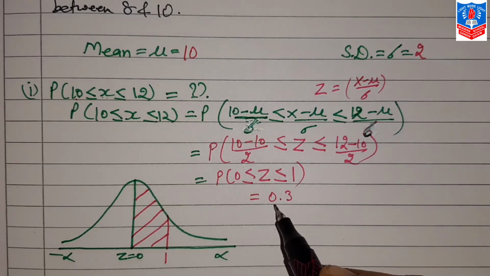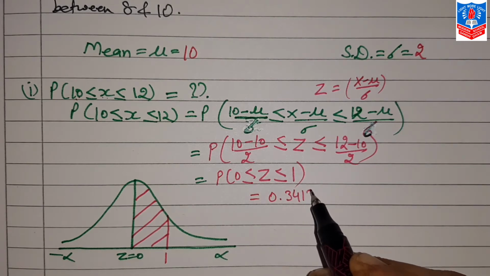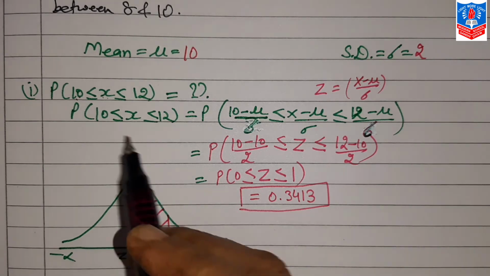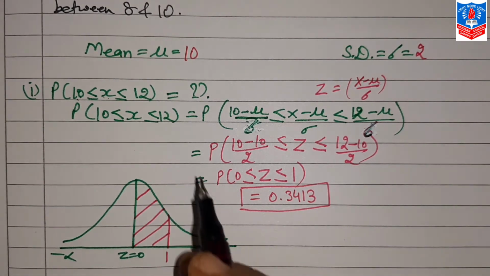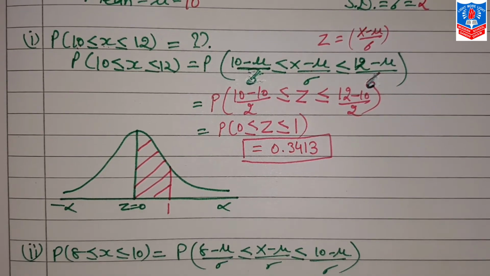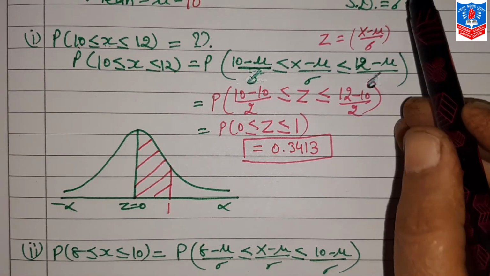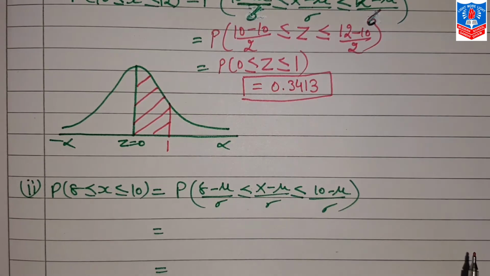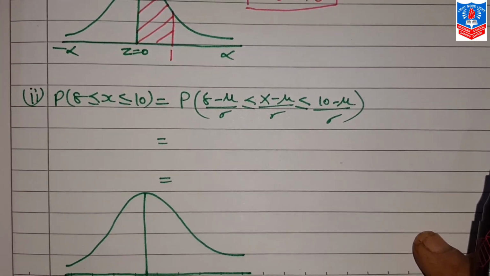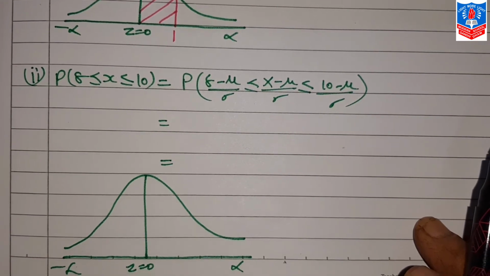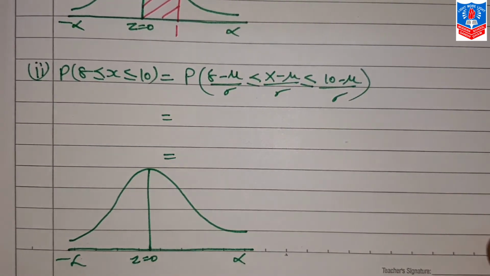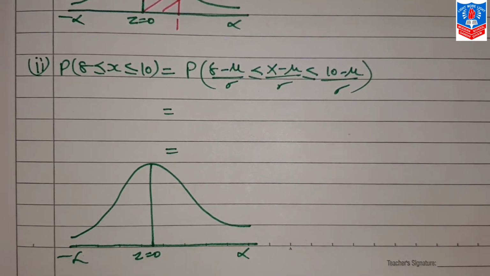So here I write 0.3413. This is the area between 10 and 12. Now second, that is normal variable x has value between 8 and 10. Now again, if we write in symbolic form, that is value of x less than or equal to 8 and less than or equal to 10.